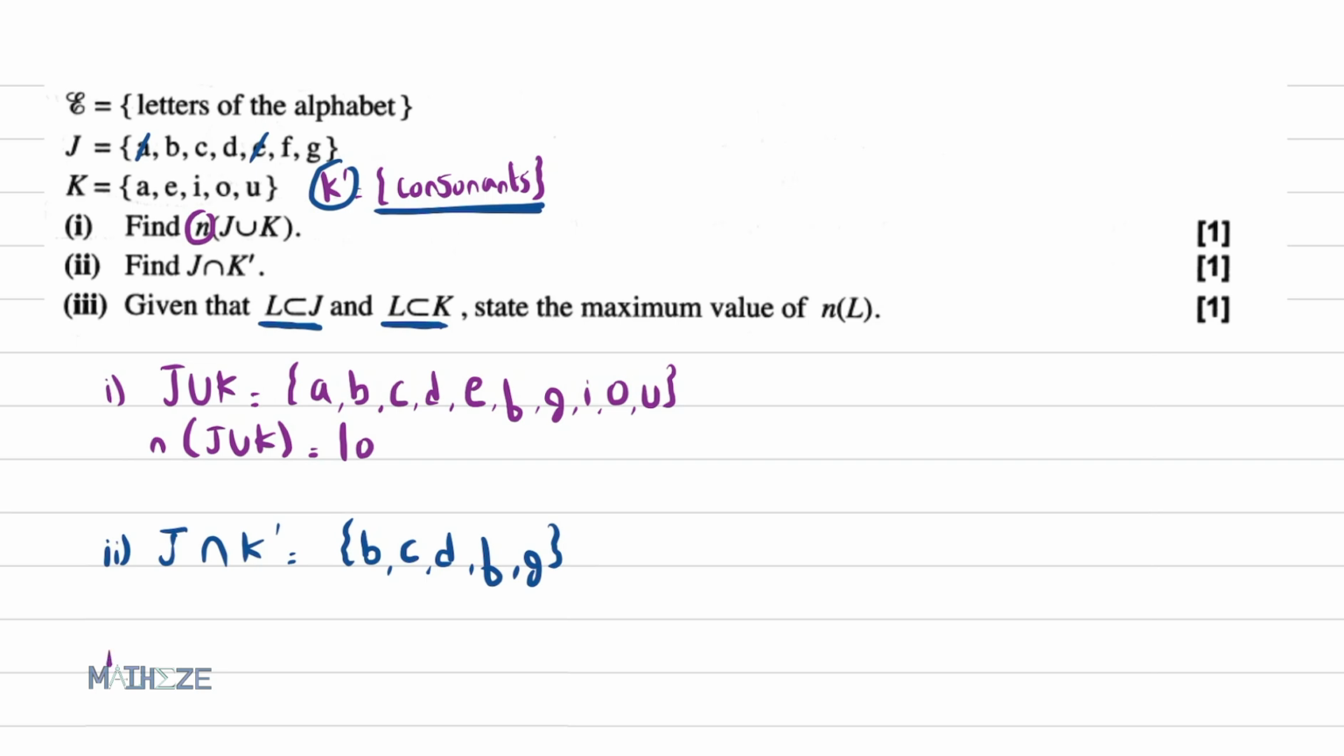Now comes the last part. It says L is a subset of J and L is also a subset of K. That means L includes those elements which are present in both J and K. And to get those elements, you need to find J intersection K. So L is equal to J intersection K. And what's J intersection K's answer, guys? A and E. Because these are the two elements which are common in J and K. So maximum value of n(L) will be 2. Got this?